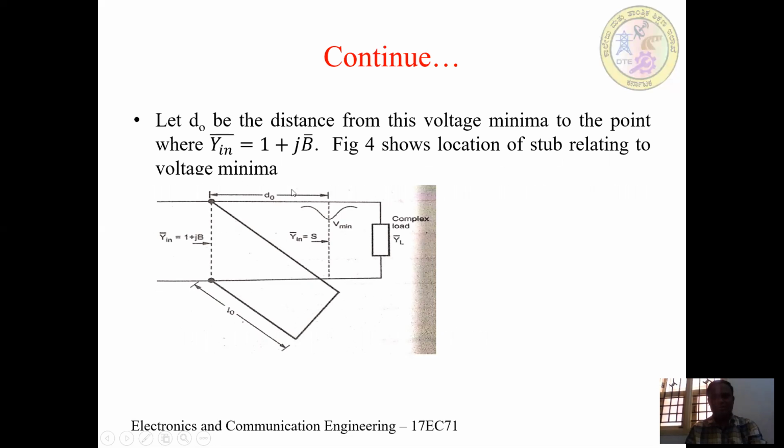Let this D naught, whatever value we choose, be the distance from this voltage minimum. This is the voltage minimum value which is chosen. So this D naught is the distance from this voltage minimum to the point where your Yn is 1 plus J beta. At this position we are putting a stub, because this figure shows the location of the stub relative to the voltage minimum.